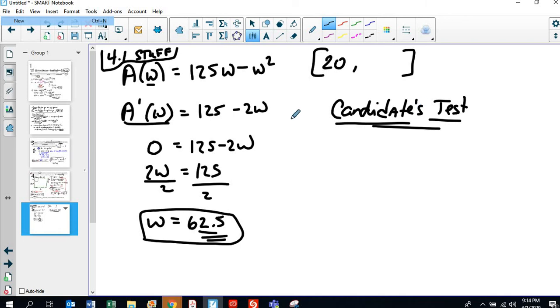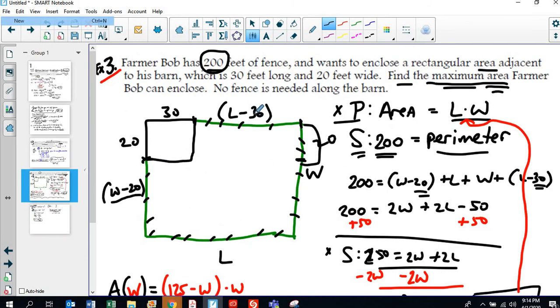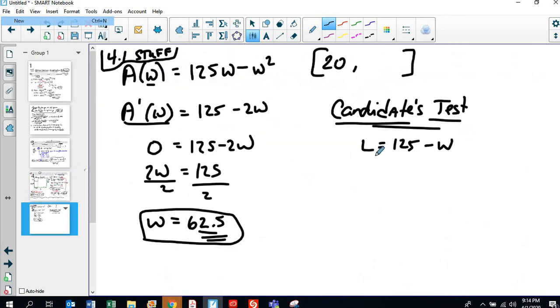Now, what about the biggest possible value? Well, remember that L was equal to 125 minus W. What's the smallest that L could be? The smallest L could be, by a similar argument, would be what? If L was equal to 30, then we'd have this much fencing and you wouldn't have any extra fence beyond the barn. So L equal to 30 is the smallest it could be. If we solve this for W, that would tell you W equal to 95 is the largest that W could be, because that coincides with the time that the L is its smallest, okay?